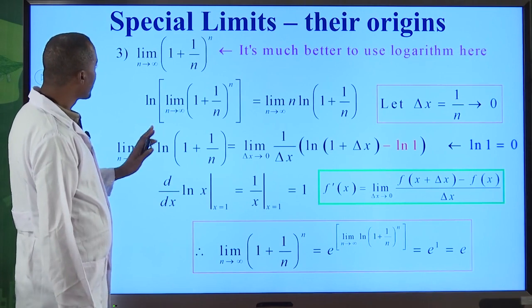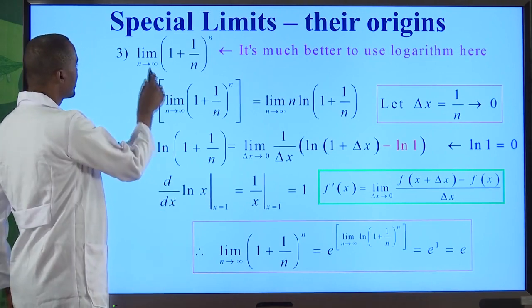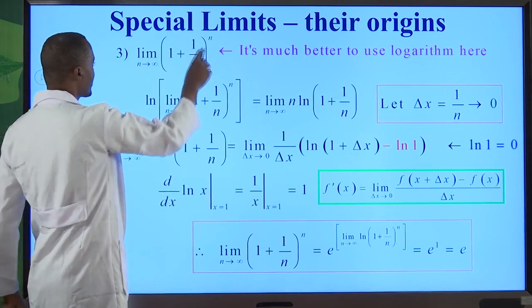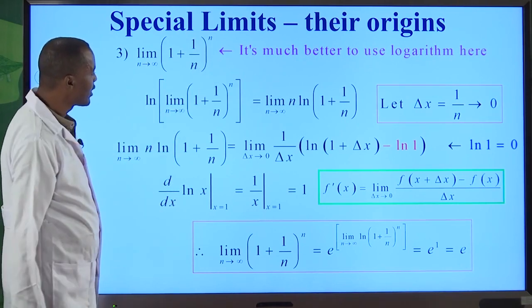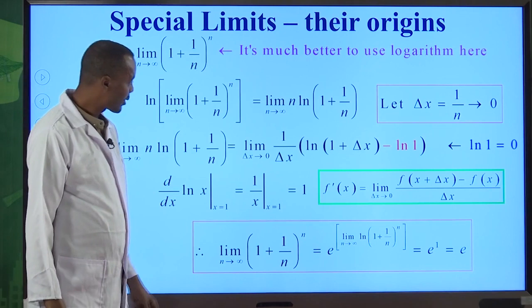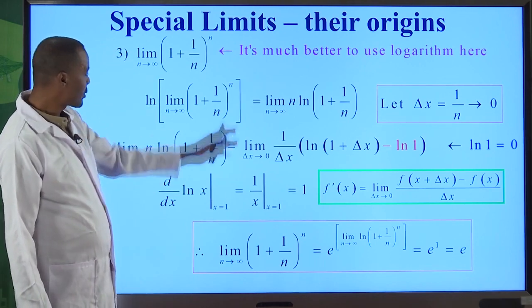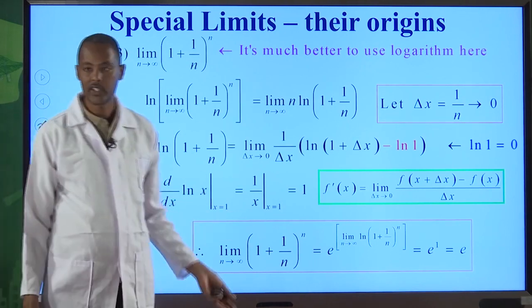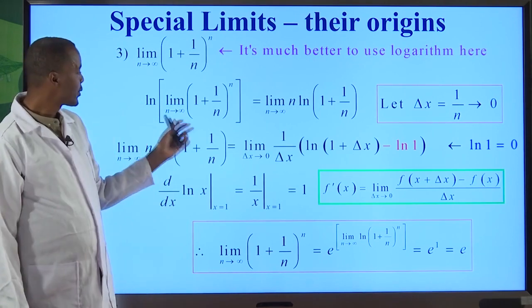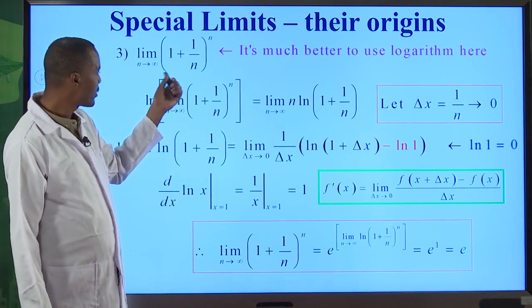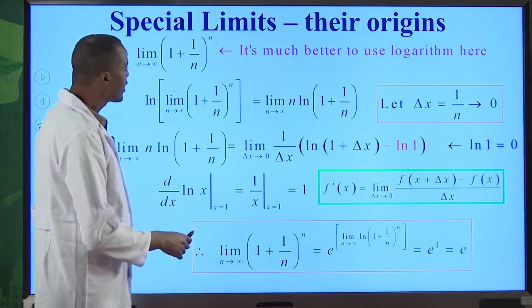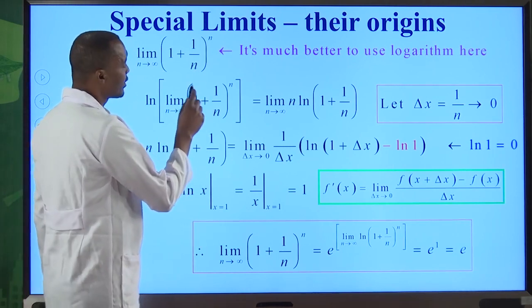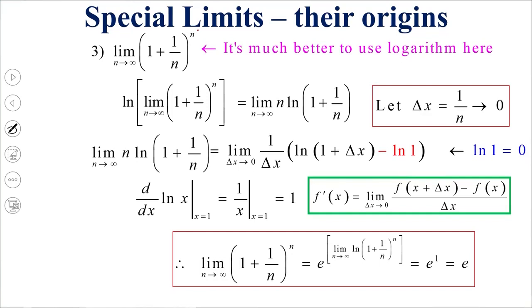Now we come to the special limit of 1 plus 1 over n to the power n as n approaches infinity. This is one of the remarkable achievements in mathematics, because the problems of logarithms, exponential functions, and so on are based on this special limit. e, especially the base of the natural logarithm, is e. It's much better to convert this limit into a logarithm first.